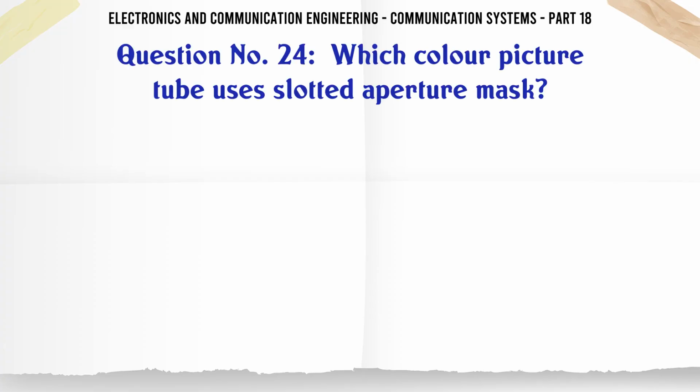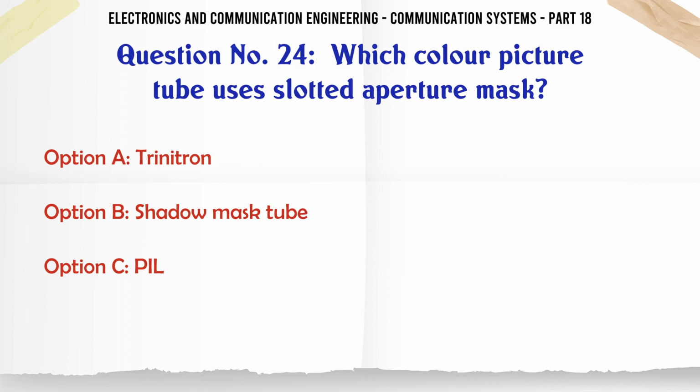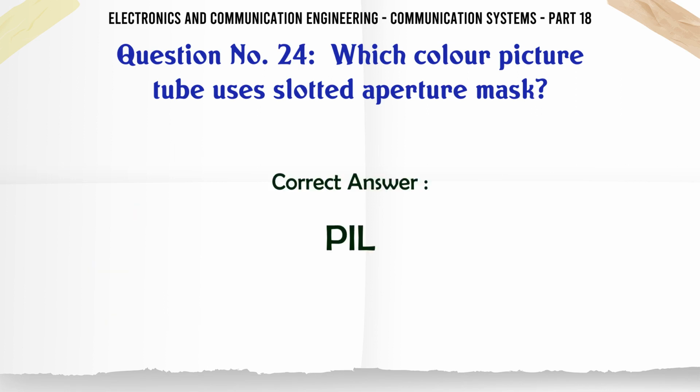Which color picture tube uses slotted aperture mask? A. Trinitron, B. Shadow mask tube, C. PIL, D. none of the above. The correct answer is PIL.